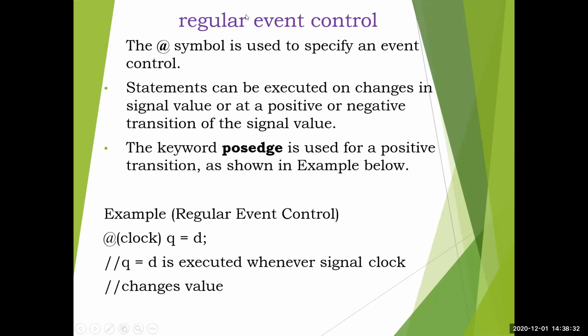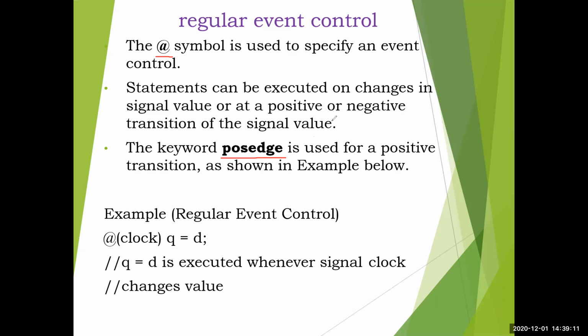So the regular event control. Regular event control uses the @ symbol. The @ symbol is used to specify an event control. So by default, whatever we have seen so far, in always blocks, not initial blocks, it will be the @ symbol. Statements can be executed on changes in the signal value or at a positive or negative transition of the signal value. The keyword posedge is used for a positive transition, as shown in the example below. Like posedge, negedge, the keywords are used here to make the event happen.